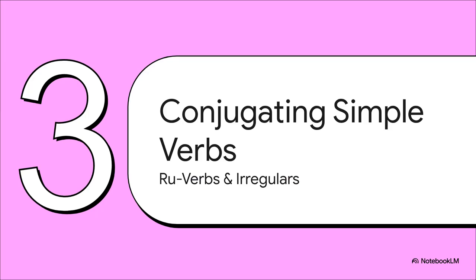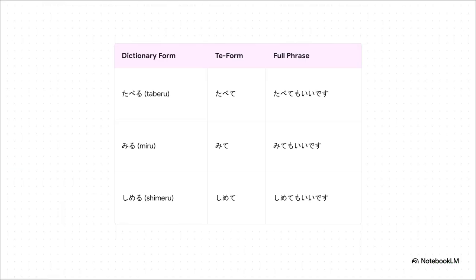We're going to start with the easy ones, though, to get a couple of quick wins and build up some momentum. We're talking about the ru-verbs and 2 super common irregular verbs. Ru-verbs are going to be your new best friend because the rule is so simple and consistent. You just find the final ru sound, you drop it, and you add te. That's it. So taberu, to eat, becomes tabete. Miru, to see, becomes mite. So if you want to say you may eat, it's just tabete mo ii desu.